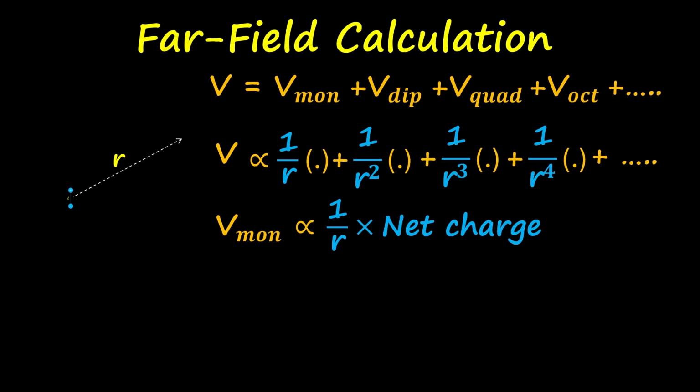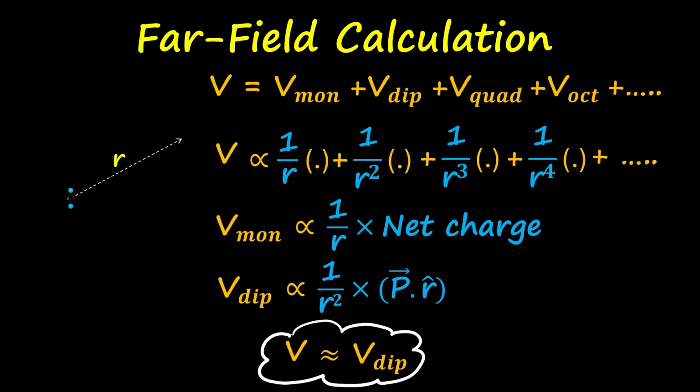What about the dipole term? The dipole term depends on 1 by r square and the dot product of the dipole moment and the unit vector of the position. Now, the dipole moment has magnitude q into d, and if p vector is not perpendicular to the r cap, then the dipole contribution will be non-zero, and under that condition, we can approximate the potential as equal to the potential of a dipole.